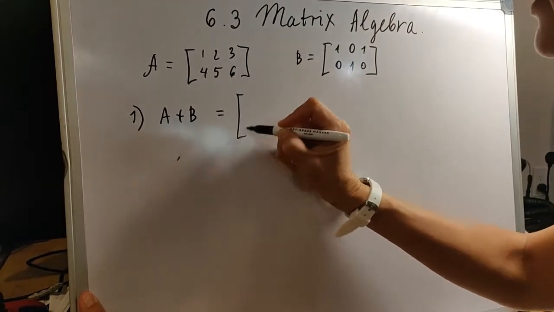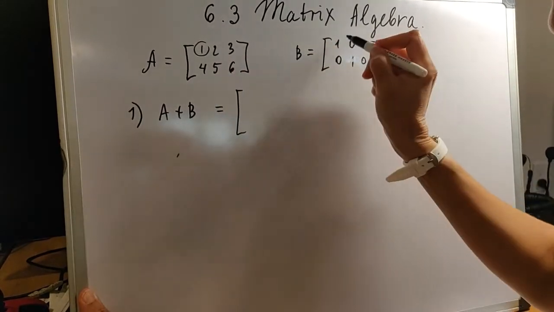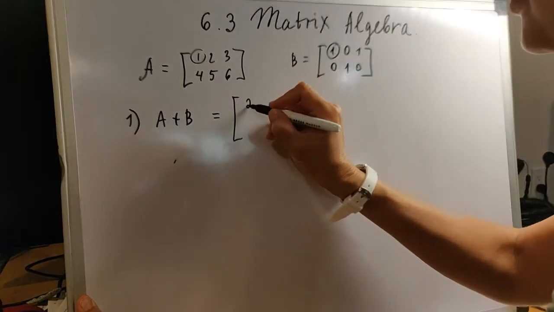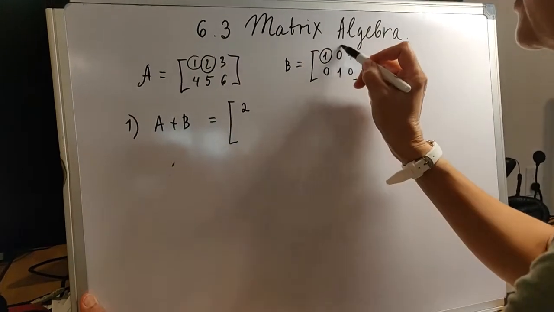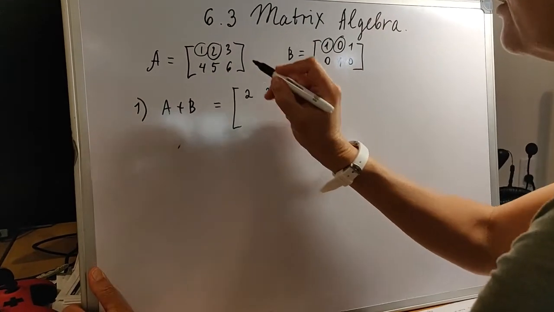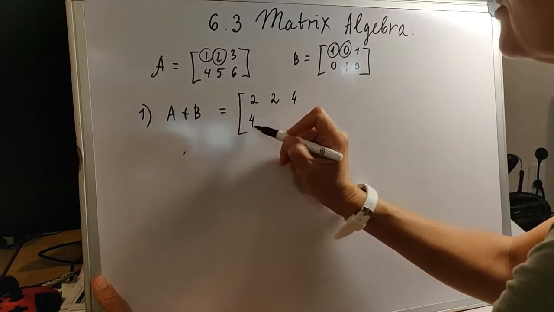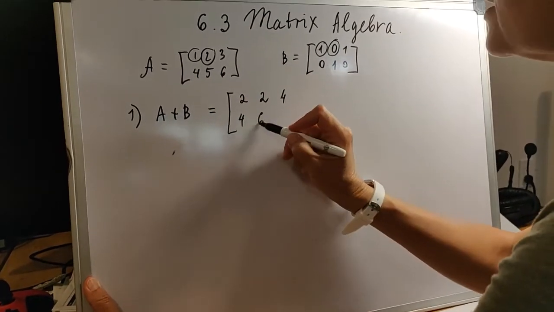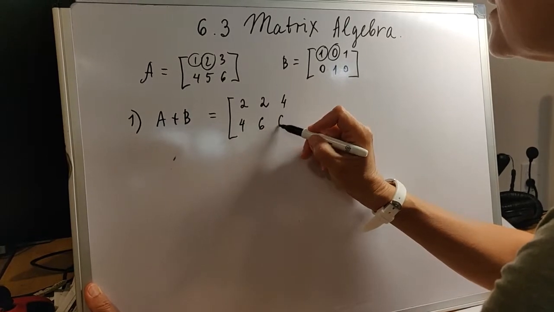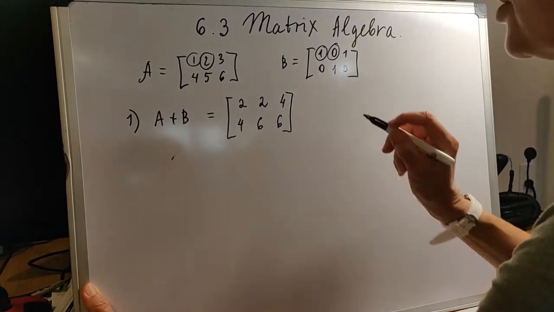For example, here we have term 1 and here we have term 1. We add them together, get 2. We have 2 here and 0 here. We are going to get 2 again, right? 3 plus 1 is 4. 4 plus 0 is still 4. 5 plus 1 is 6. And 6 plus 0 is still 6. So that's a sum of two matrices.